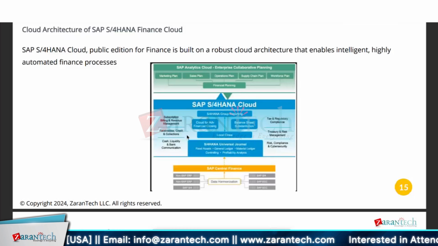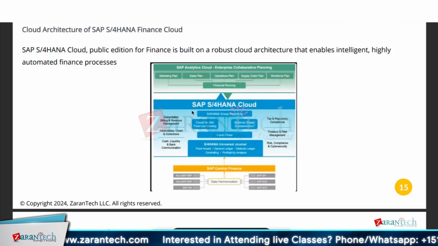Okay. So this is our environment where we will see all these things, like we will be creating a universal journal for all our fixed assets, general ledgers, material ledgers, controlling, profitability analysis, all these things will be there. Our structure will be clear here.